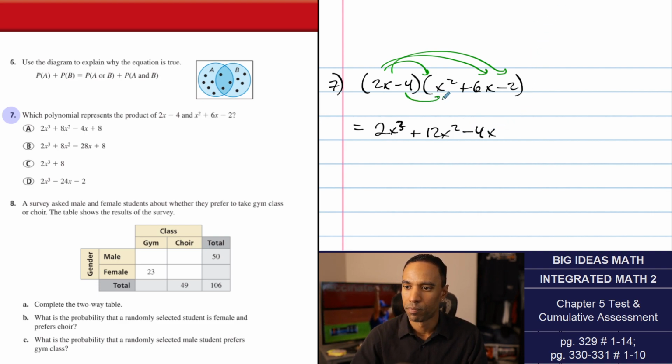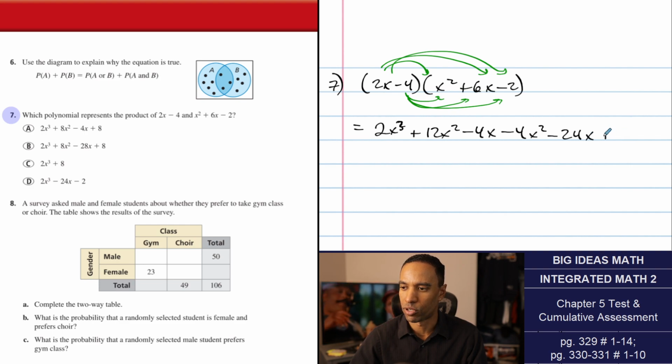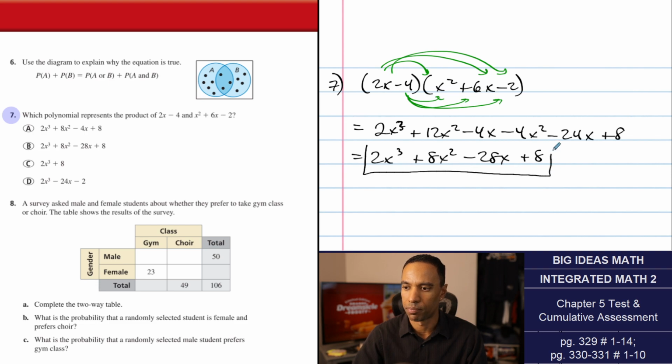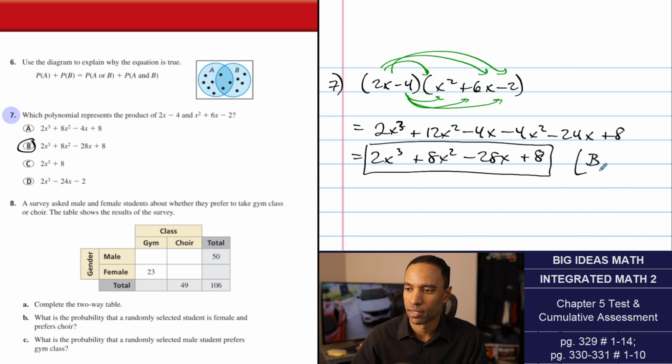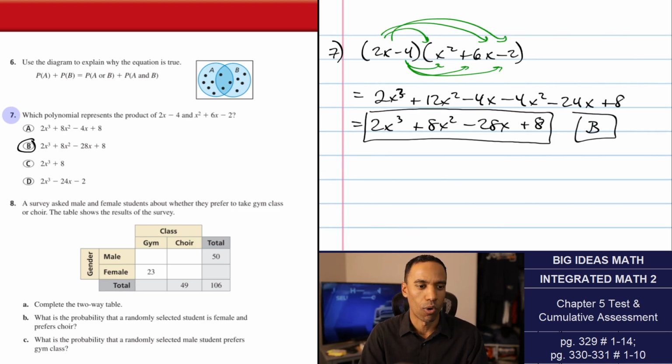And then on the bottom, -4 distributes into these. -4 times x squared, -4 times 6x, and -4 times -2. When we combine things, we get 12x squared minus 4x squared, -4x minus 24x, and the 8, and that's the result. So which one matches 2x cubed plus 8x squared minus 28x plus 8? B. And I don't know which ones you might end up getting a mistake, like, oh, this is how you would have gotten this answer. I'm not sure.